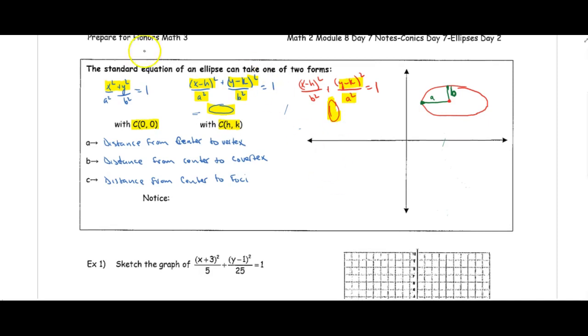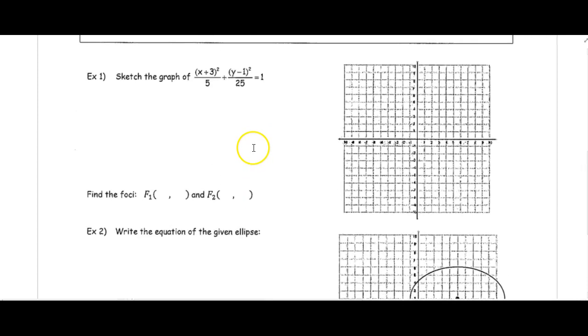Now, one thing you need to know is in the equation, a is equal to the distance from the center to the vertex. So over here, center to the vertex, that's a. The distance from the center to the co-vertex is b, and the distance from the center to the foci is your c, right? The only thing you need to write the equation is the center and the distance from the vertex to the center and the center to the co-vertex. Okay, so let's take a look.